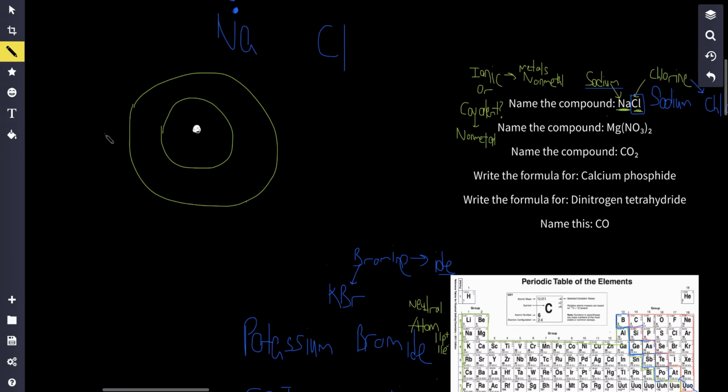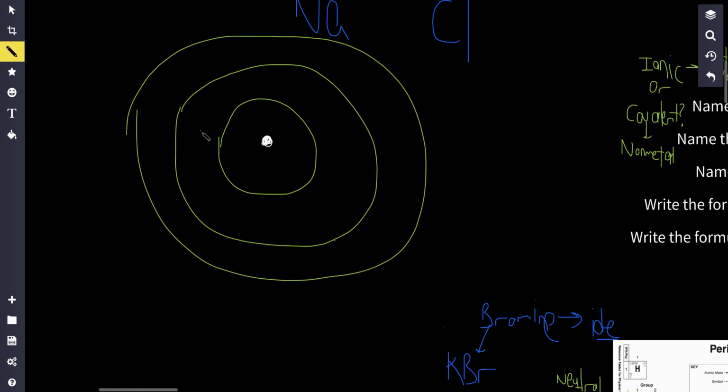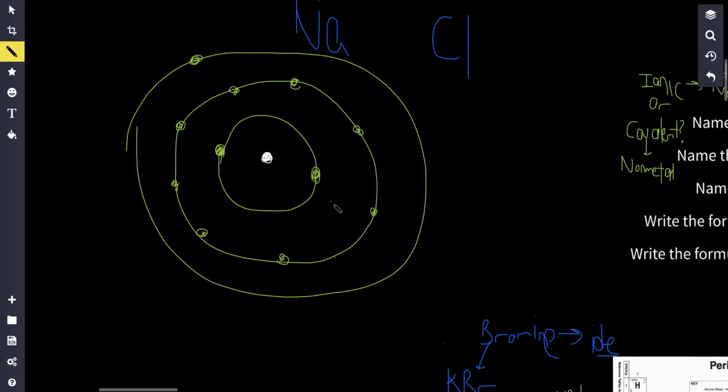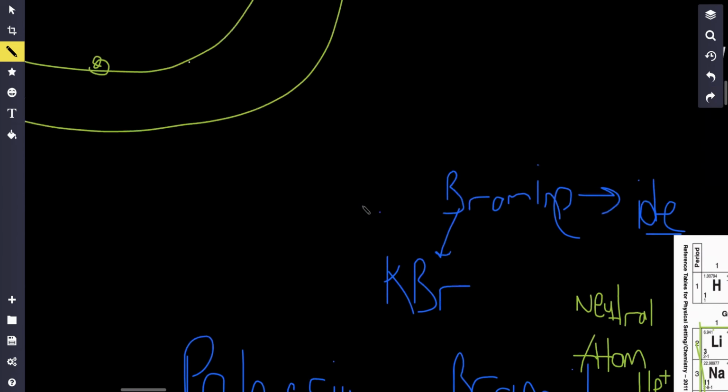Now, if I were to draw an atom of sodium, it would look something like this. You're going to have 2 electrons in the first shell, 8 electrons in the second shell. So 1, 2, 3, 4, 5, 6, 7, 8, and then 1 electron in the outermost shell. Notice how you have 1, 2, 3, 4, 5, 6, 7, 8, 9, 10, 11 electrons. So we have 11 electrons.